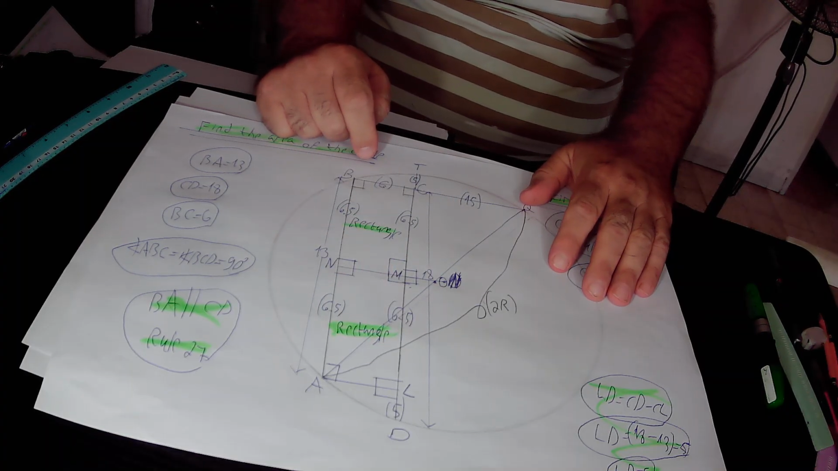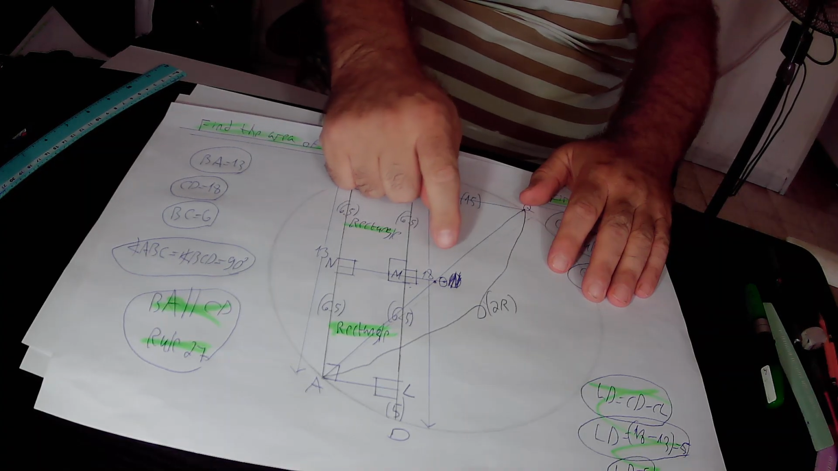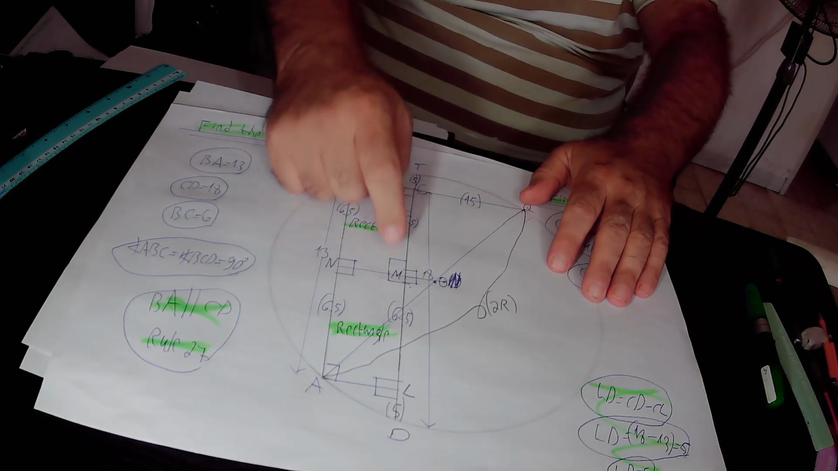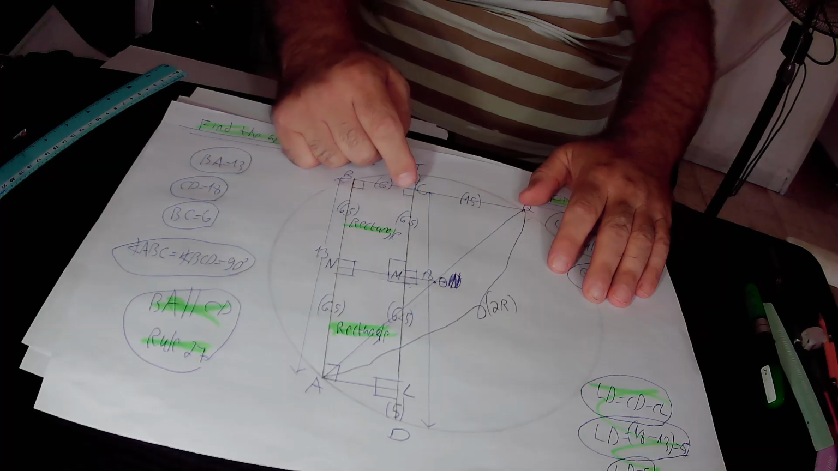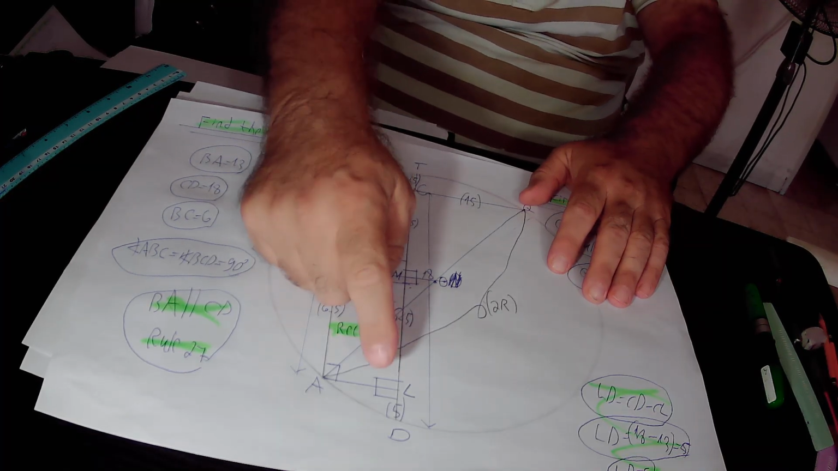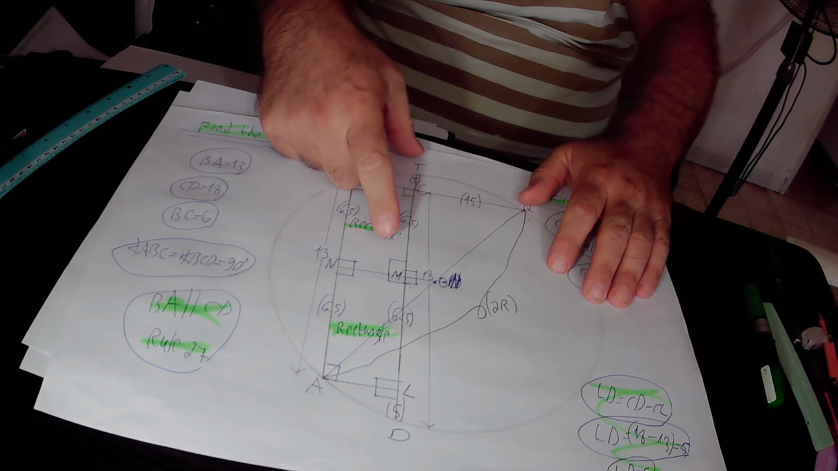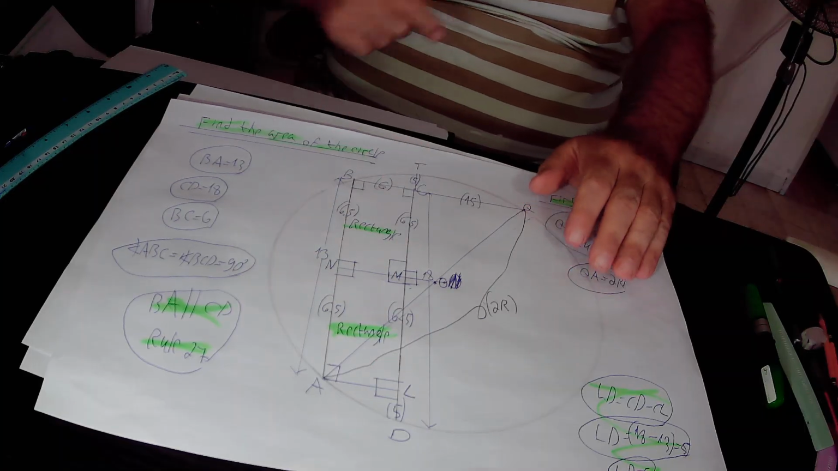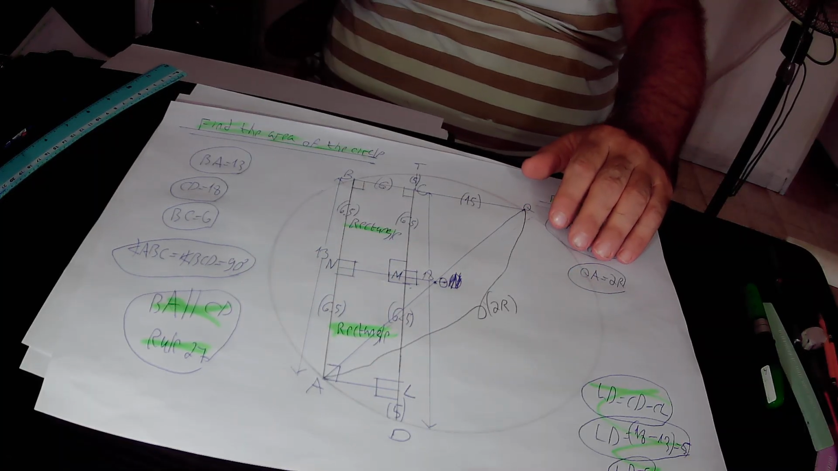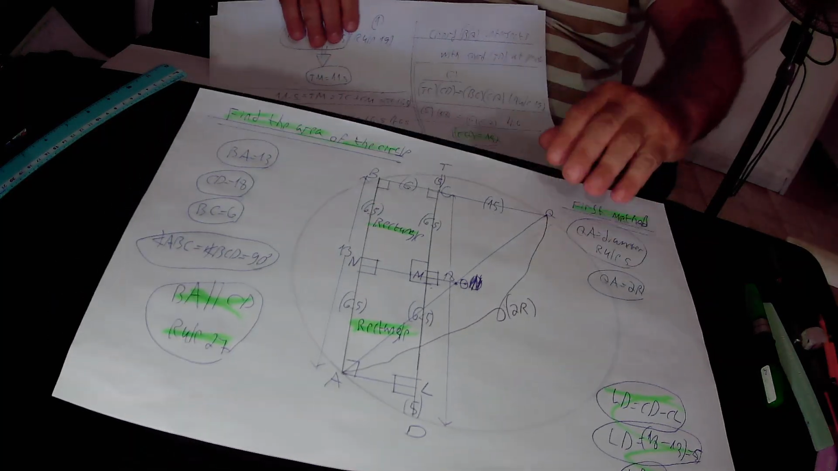So here we can implement Rule 19 again. Why? Because we have perpendicular OM to chord TD. According to Rule 19, perpendicular OM to chord TD bisects chord TD. That is to say, TM equals MD. And again, according to Rule 19, TM equals MD.